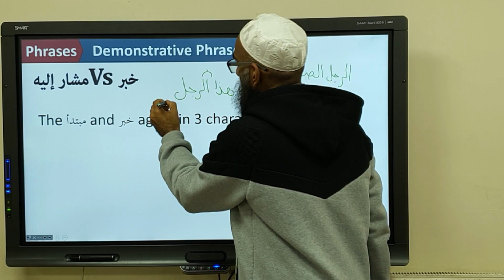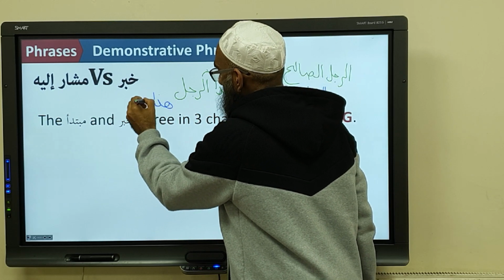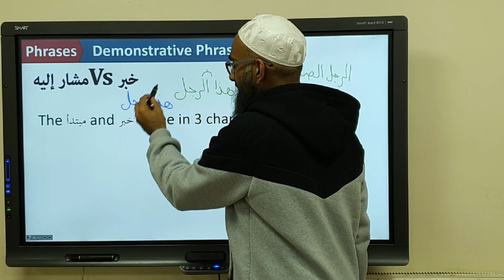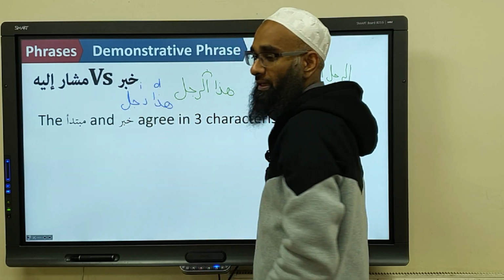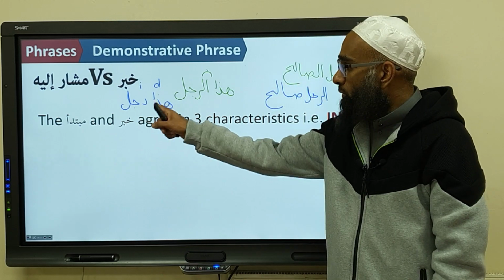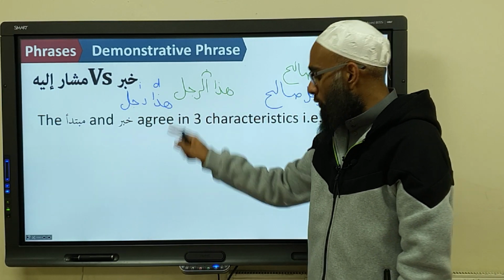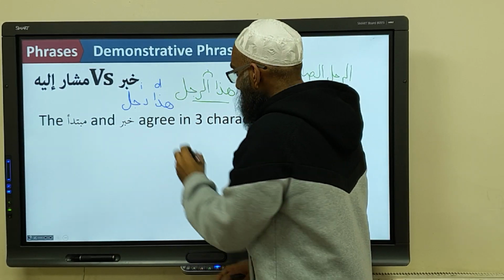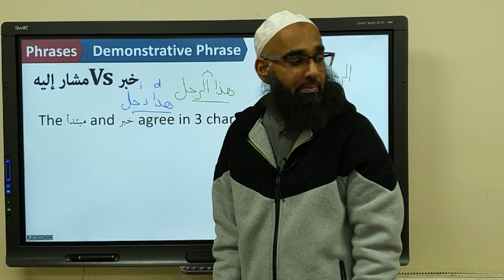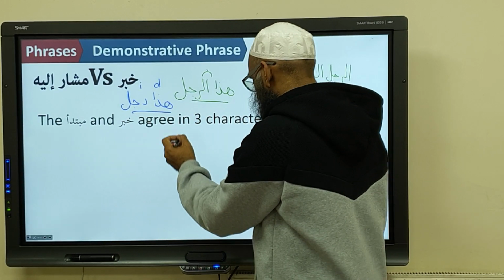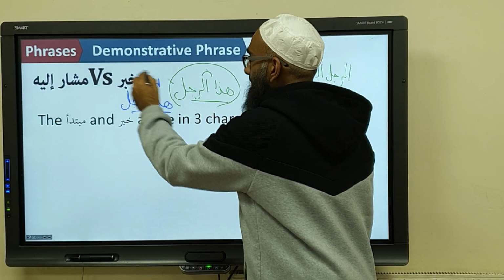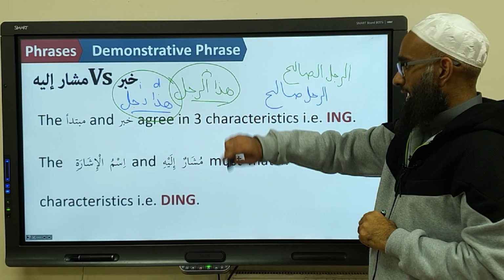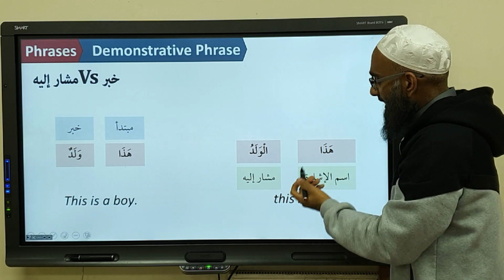And if I say, هذا رجل, it doesn't match in D. Because why? Definite, indefinite. This is definite, this is indefinite. Does it match in D? No. This becomes mubtada khabar. So هذا الرجل, this sentence means this man. And this sentence means this is a man. So this is a phrase, and this is a complete sentence. Okay?